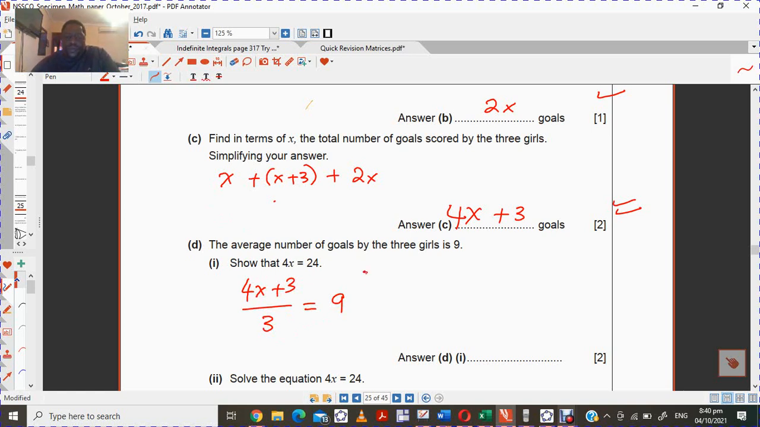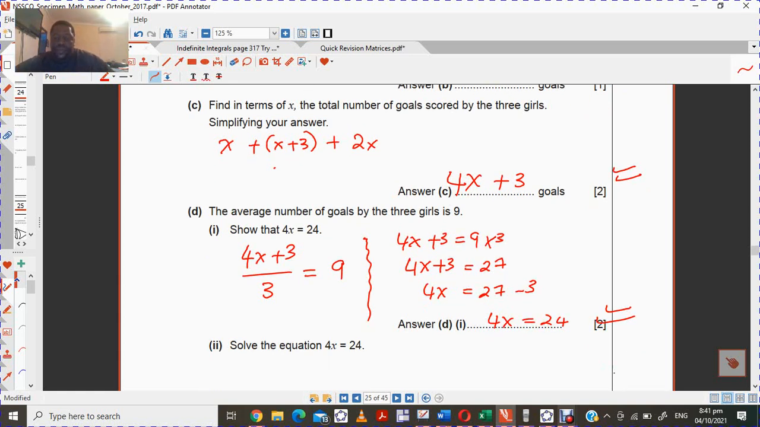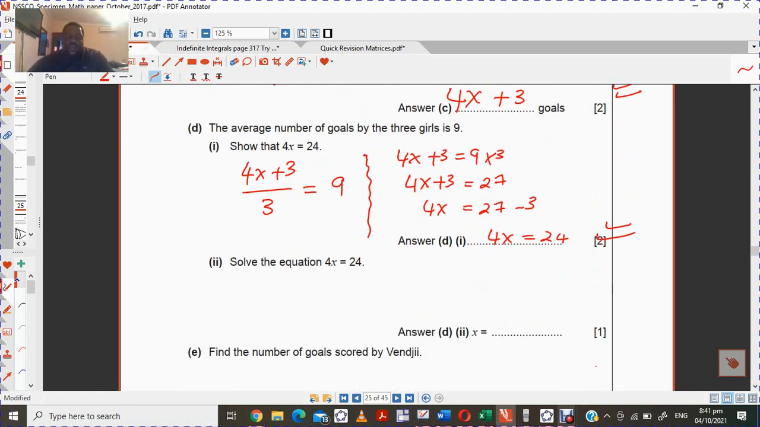So from here on, you just have 4X plus 3 equals to 9 times 3. So that's 4X plus 3 equals to 27. So that's 4X equals 27 minus 3. So that gives us 4X is equal to 24. And this is what we needed to prove. Good. Now, very simple. Now you have to solve the equation. Of course, you solve the equation by simply dividing by 4. So x will be 24 divided by 4. So x is equal to 6.